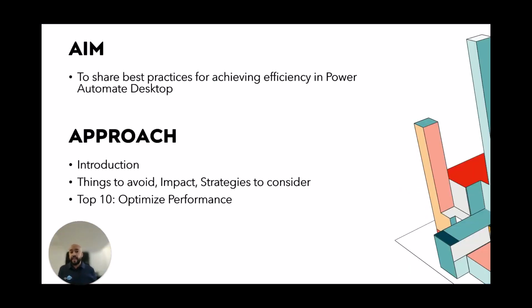So, as I said, the aim of this video is to share best practices for achieving efficiency in Power Automate Desktop. The approach we're going to take is I'm going to give you a quick introduction to Power Automate Desktop, and we're going to move to the next stage where we're going to talk about things to avoid and their impact, and strategies to consider while building Power Automate Desktop flows. And we'll wrap up this call with the top 10 tips to optimize the performance of those desktop flows.